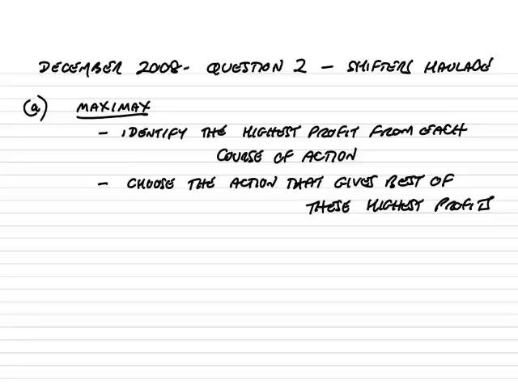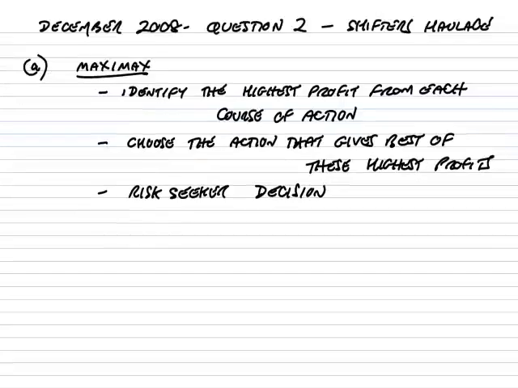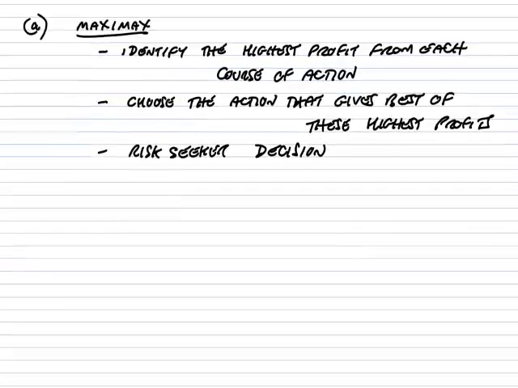It's worth mentioning at the same time, it doesn't specifically ask for, but with maximax, somebody who takes that sort of decision, we call them a risk seeker. They may get the best possible return, but they take the risk of getting the worst.